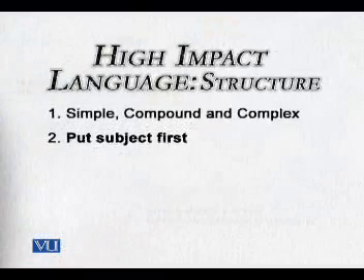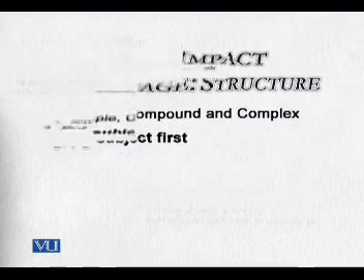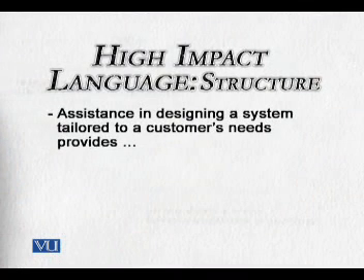So make sure to have a large number of simple and complex sentences to increase impact in your writing. The second point of high impact sentences: put the subject first. Every sentence should have its subject first, then the verb second, and then the object third. If you see the first sentence, "Assistance in designing a system tailored to a customer's needs provides."